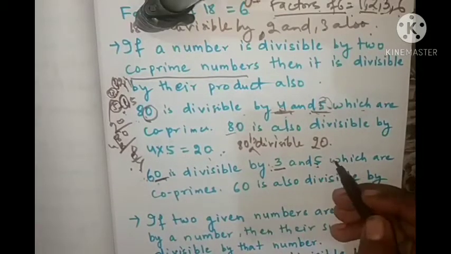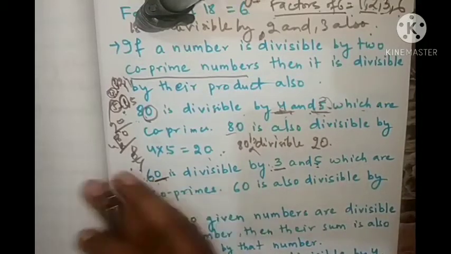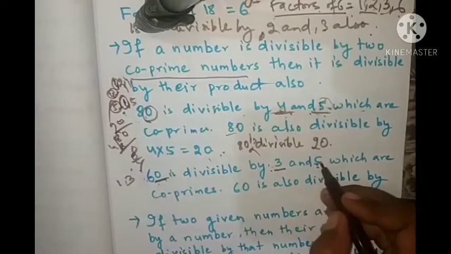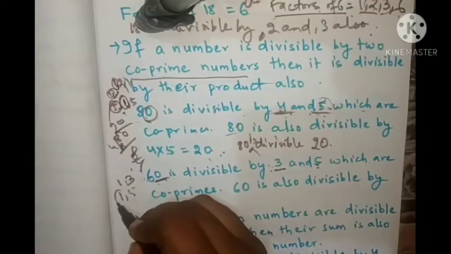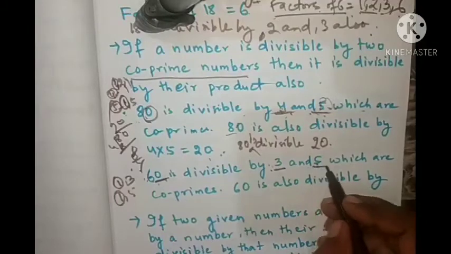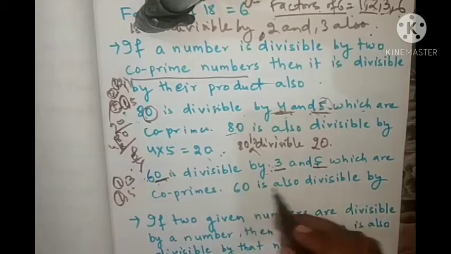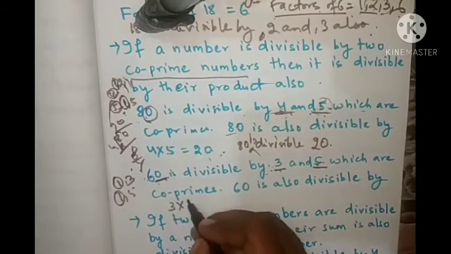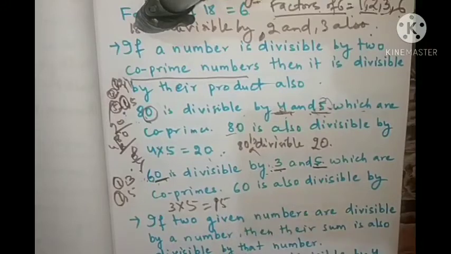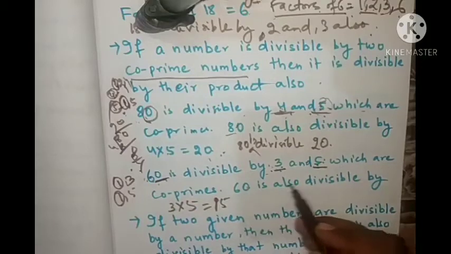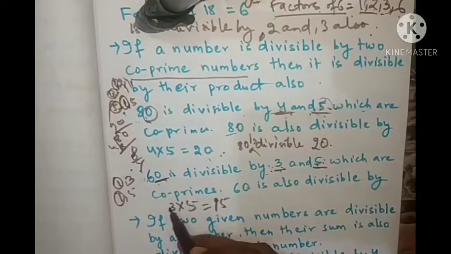3 and 5 are what? Co-primes. Let's see if they are co-primes or not. So the factors of 3 are 1, 3. The factors of 5 are 1, 5. So they have only one common factor, 1. That's why these two are co-prime numbers. So 60 is also divisible by the product of 3 and 5, that is 3 into 5 equal to 15. So 60 is divisible by 3 and 5, which are co-primes. That's why 60 is also divisible by the product of 3 and 5, that is 15.